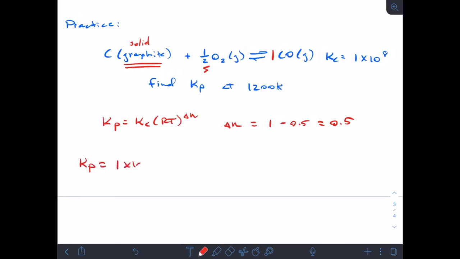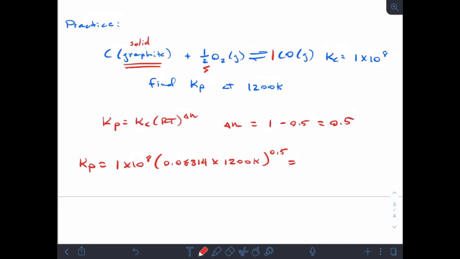Equals 1 times 10 to the 8, 0.08314 times 1200 K to the 0.5 power.